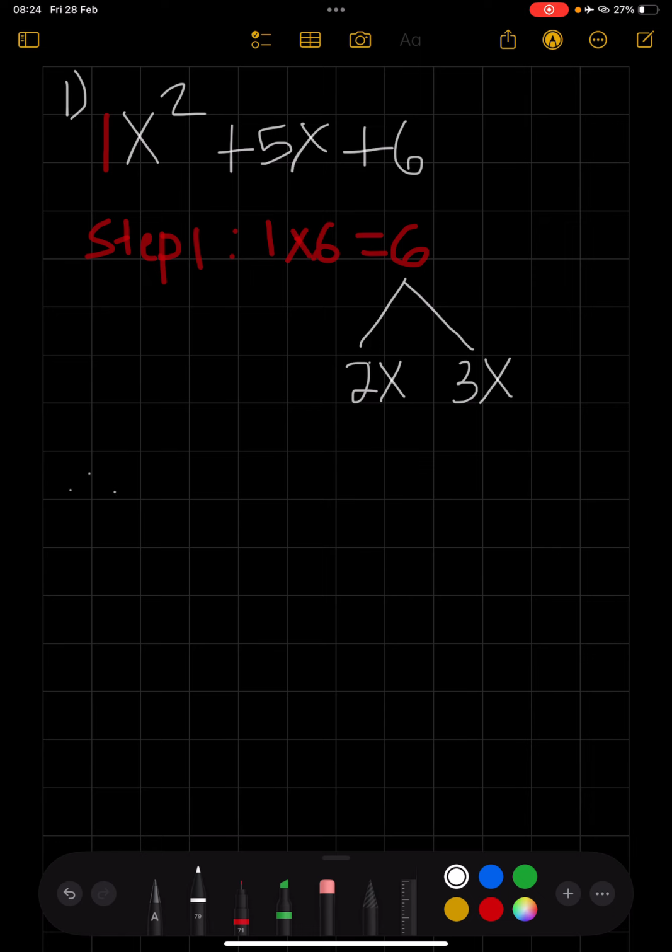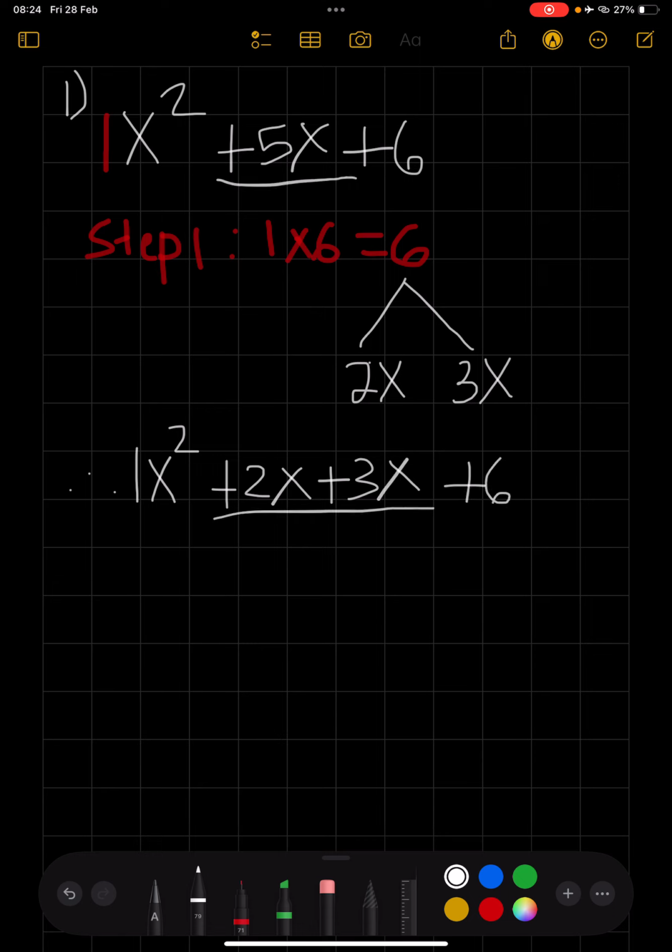Therefore, we have 1x squared. The 5x is going to be replaced by the 2x plus 3x, and then you have plus 6. So this guy here is still 5x. So we haven't changed the meaning of the expression. Alright. We just rewrote the middle term. So now we need to group and factorize.